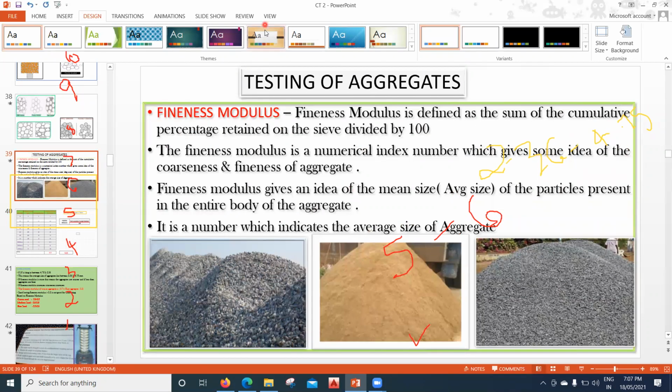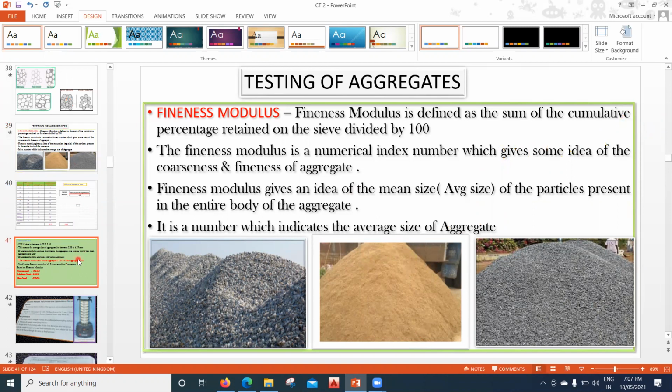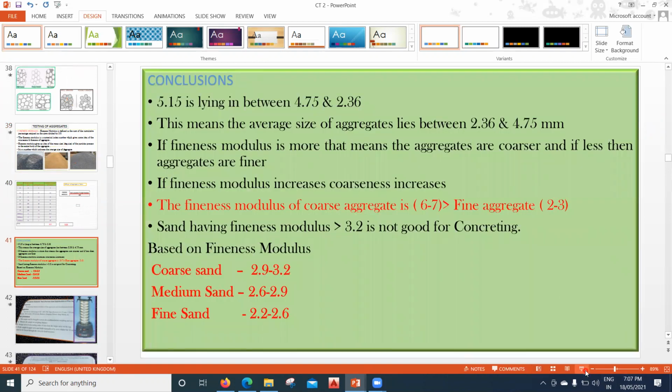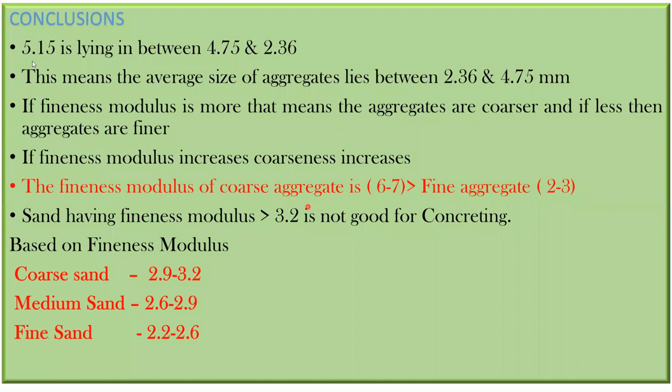So with this number we are going to get the fineness modulus of the sand. This is the practical importance of the fineness modulus, and now we'll try to see how it has to be understood in a better way. Coming to the conclusion part, we got the answer as 5.15. That means it is lying in between 4.75 and 2.36. This means the average size of the aggregate lies in between 2.36 and 4.75 mm. So if fineness modulus is more, that means the aggregates are coarser, and if it is less, then the aggregates are finer. The very important point is that if fineness modulus increases, then the coarseness is going to increase. The fineness is not going to increase, the coarseness is going to increase.